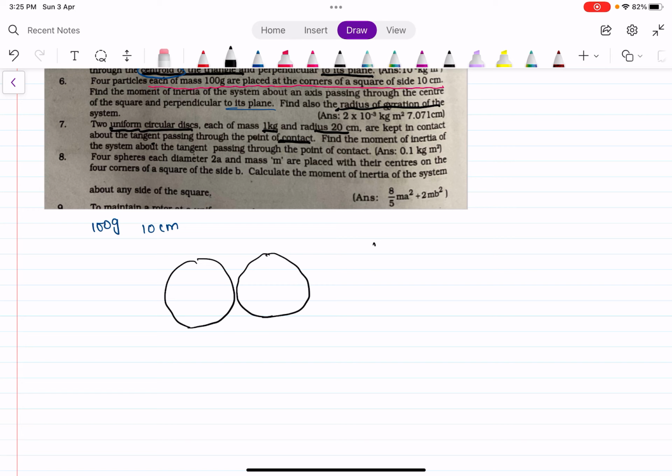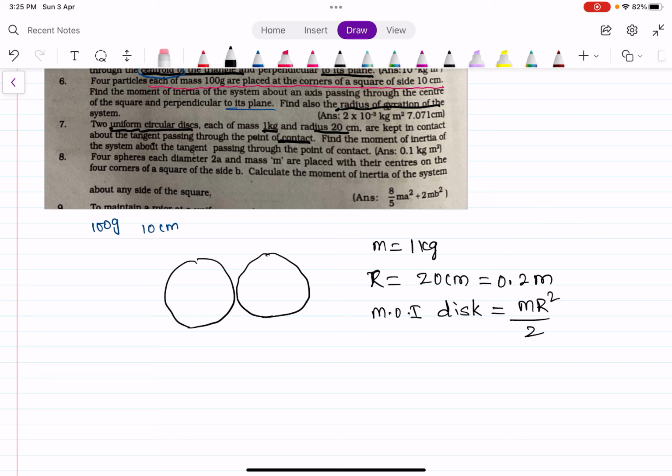Each one's mass is equal to how much? 1 kg. And radius r is equal to 20 centimeters, that is nothing but 0.2 meters. We know the moment of inertia of the disc, if the axis passes through the center and is perpendicular to its plane, is nothing but mr square by 2.